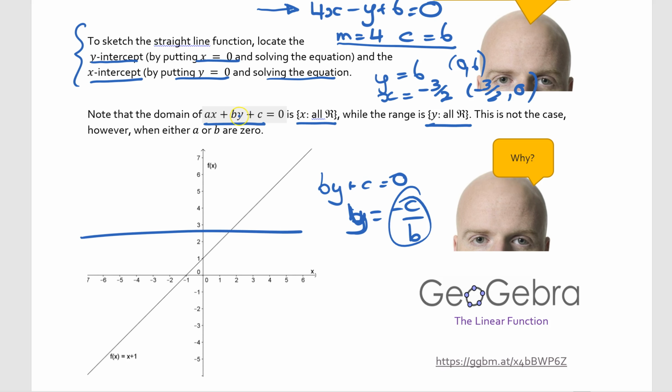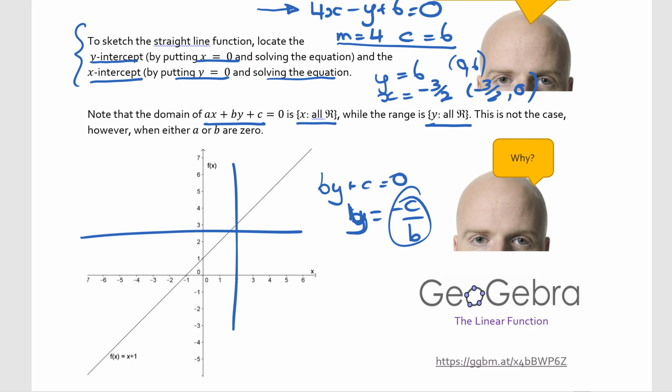Similarly, if y is 0, then we're going to get x equals a constant, which is some vertical line. So in those cases, obviously in this one, we have a domain which is all real x and a range which is just whatever the value of y is. For this one, we have a domain which is just whatever the value of x is and a range which is all real y. But there are obviously two exceptions.